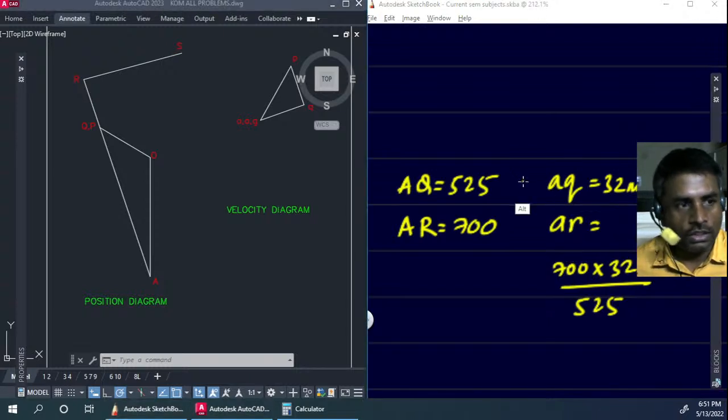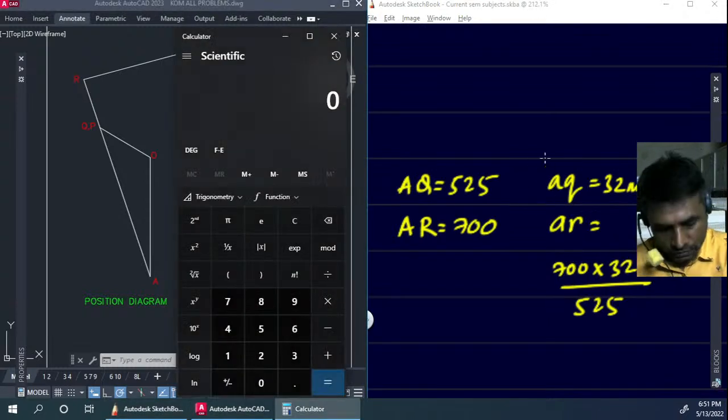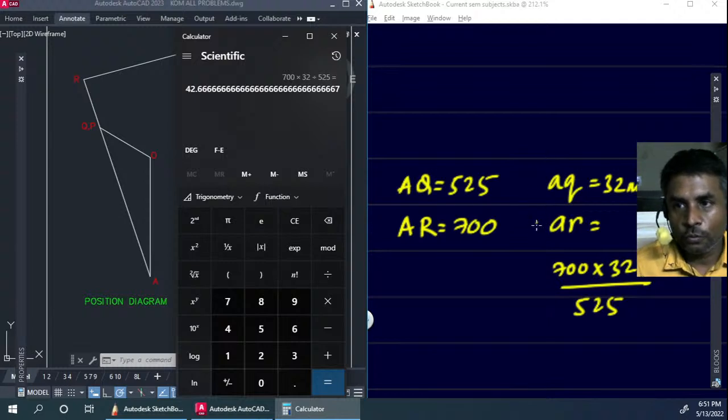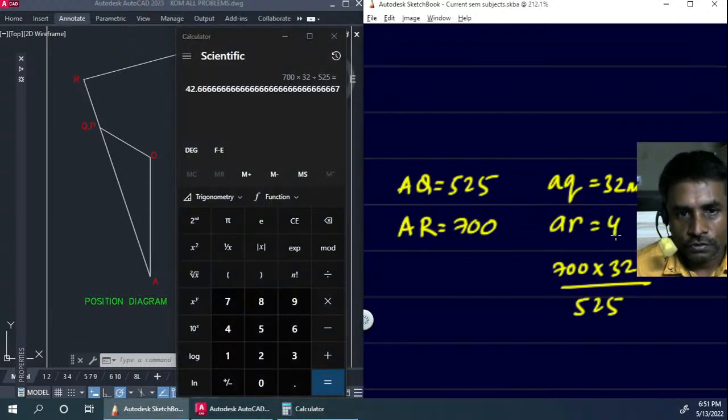Let's go ahead and use the calculator to do the quick math. So 700 into 32 divided by 525, that's giving us 42.7 mm. Since I cannot exactly do that, I'll just round it off to 43 mm. So this AR, I'm going to take it as 43 mm.